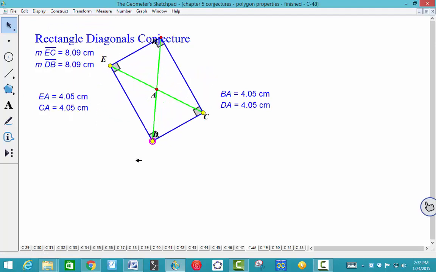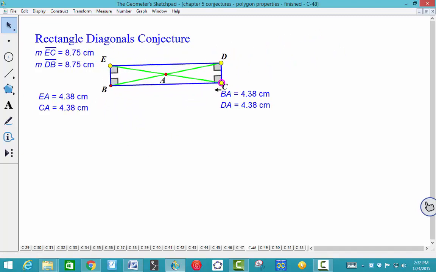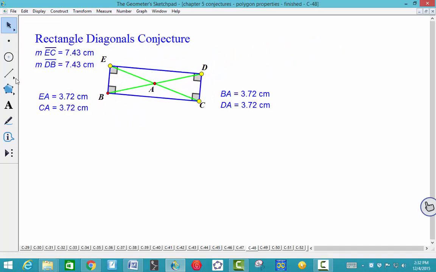Again, no matter how this moves, you're going to see that the diagonals are always going to be congruent. There's no way to make them not congruent. Again, if you want to mark that with your marker tool, we can show that this segment is equal to that segment, and this segment is equal to that one.